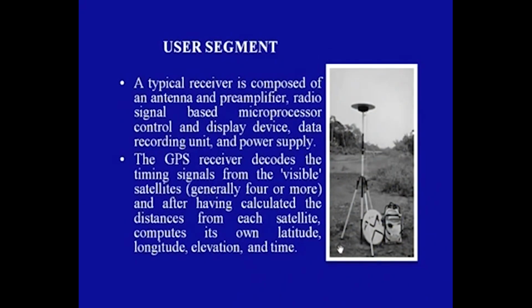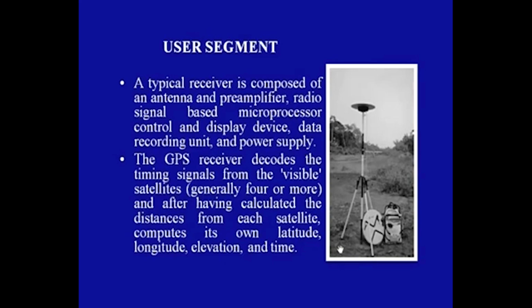The next slide shows a view of the GPS receiver. We can see that a typical GPS receiver is composed of an antenna and a preamplifier, radio signal based microprocessor controlled and display device, data recording unit and power supply.